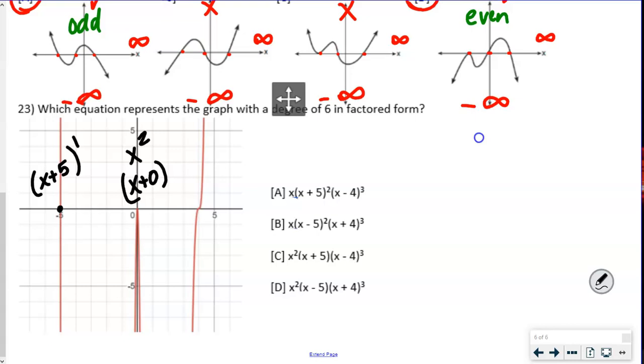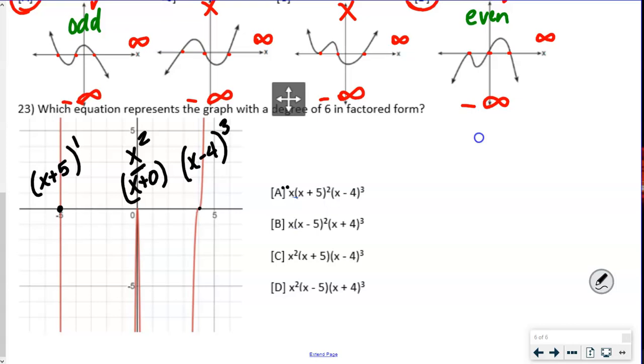And then over here, this is at 4, right? So this is going to be x minus 4. Remember, we're always changing the sign when we're writing these as factors, okay? So over here, this is a slide, and slides are going to be odd degrees, so that's going to be 3, okay? So remember, slice is a first degree, a bounce is an even degree, and a slide is an odd degree, okay?